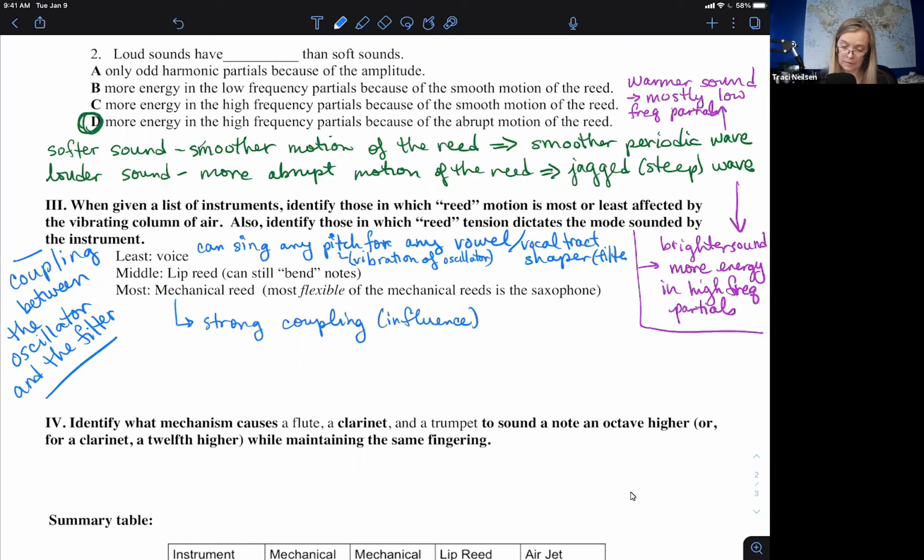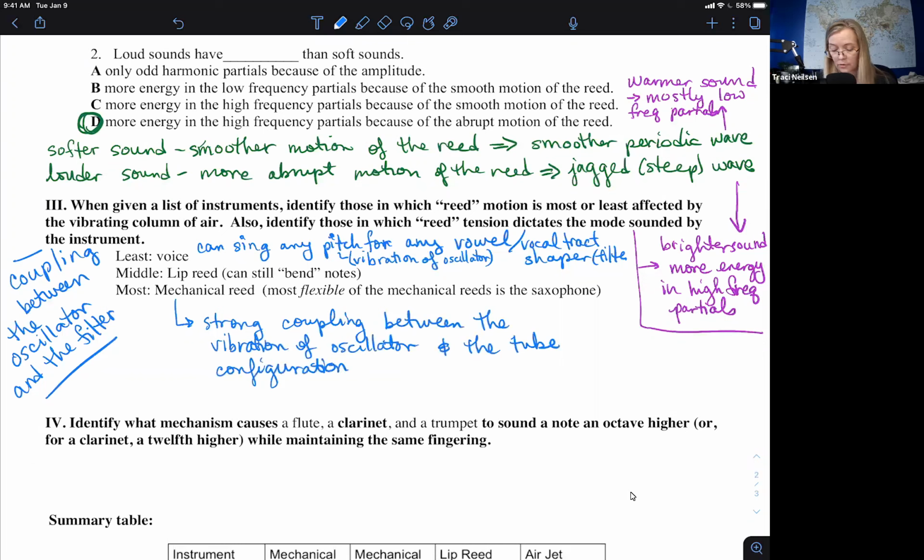Okay. Well, let me write it this other way. A strong coupling between the vibration of the reed or the oscillator and the tube configuration, meaning the length and open tone holes and things like that.